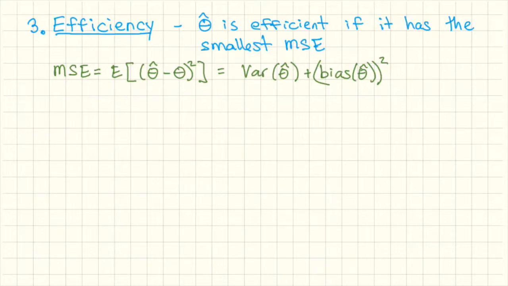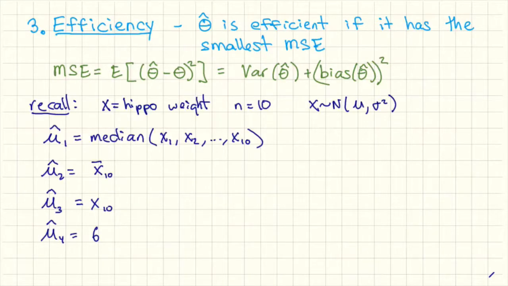Efficiency is another really nice property for our estimator to have. An estimator is efficient if it has the smallest mean squared error. So just to recall what mean squared error is, right? We find the error between the estimator and the truth. We square it, and then we take the average. It turns out that the MSE is the variance of the estimator plus the bias of the estimator squared.